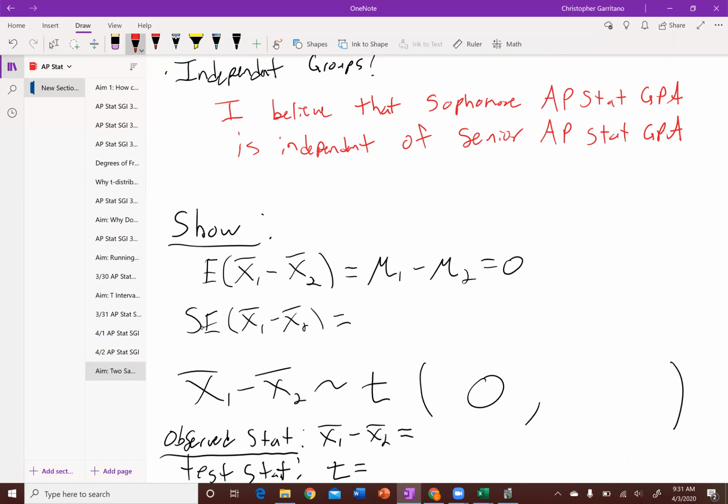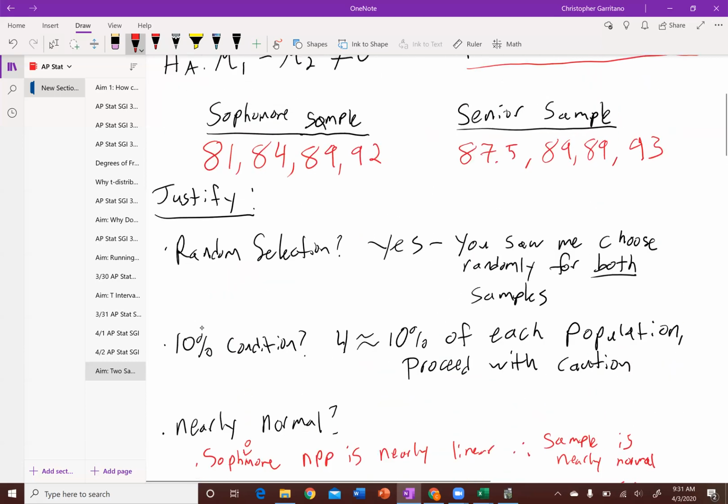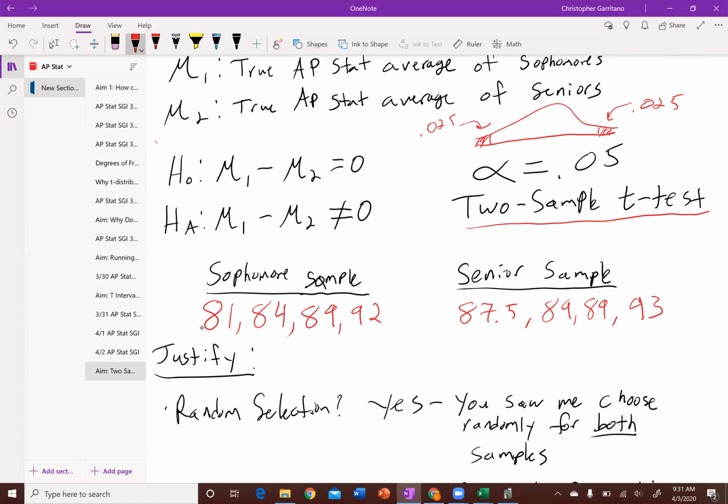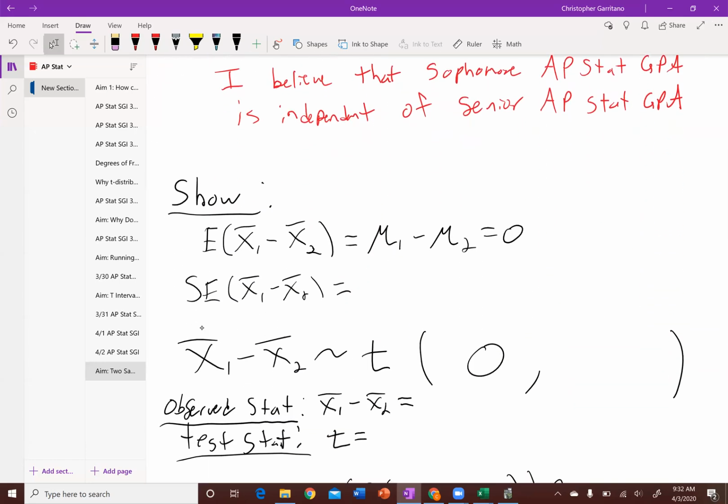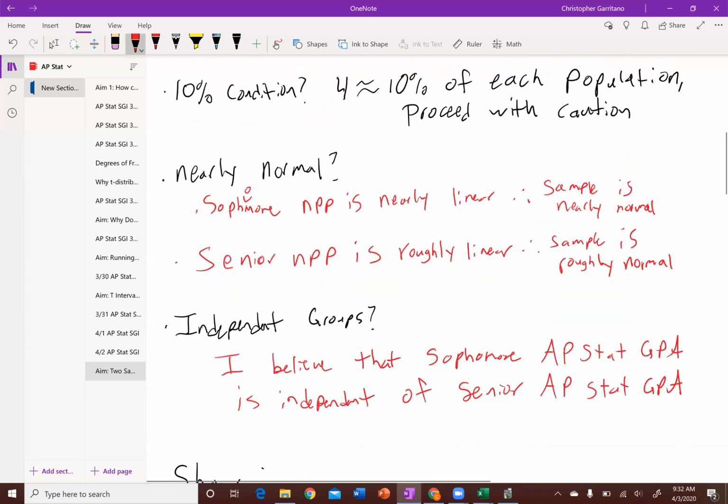So the expected value of the sampling distribution of x bar 1 minus x bar 2 is going to be 0. And that's thanks to our null hypothesis, right? We are assuming that the parameters defined above are equal to one another, and therefore the sampling distribution of the differences of samples will be centered around that assumed parameter of 0. Okay, what we need next is the standard error of x bar 1 minus x bar 2.